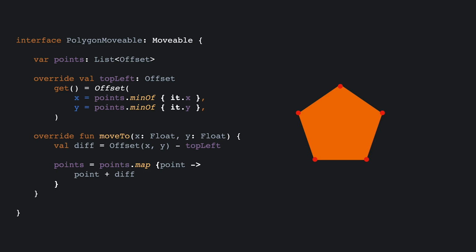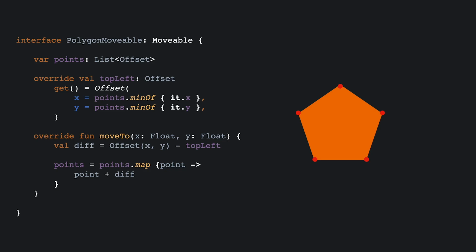Then in the move method, we are going to calculate the difference between the new position and the old top left position, and then we are going to add this difference to all the points. So let's say that we are in position 100 and 100, x and y, and we want to move to 200 x and y. So the difference is 100 for both x and y. So we are going to add this 100 to all the points.